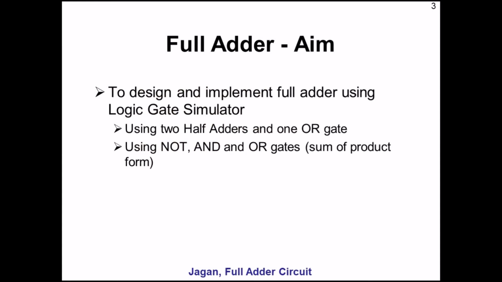So the aim is to design and implement the full adder circuit using logic gate simulator. Here we have 2 tasks. One is with the help of the half adder circuit and OR gate, how do we build the full adder circuit, and task 2 is using the sum of product form, that is basically using the NOT and OR gate. How do we build the full adder circuit?